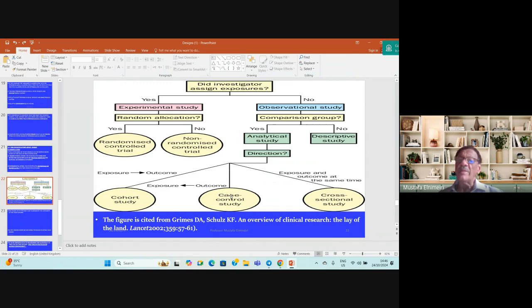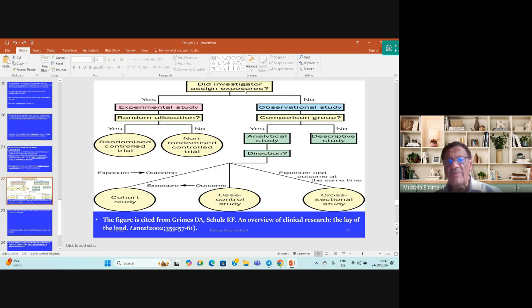I think this is very interesting and very important for any individual to understand exactly the research designs or the study designs. At the top here, we can see that there is a question, which is, did the investigator assign exposure? Either yes or no. So when you read any article, you have to ask yourself, did the investigator assign exposure? If yes, then this is an experimental study, and it could be random. Then you ask yourself about random allocation, in the sense that the participants are randomly allocated either to a treatment group or to a control group. If the answer is yes, then this is a randomized clinical control trial. If no, this is a non-randomized clinical control trial.